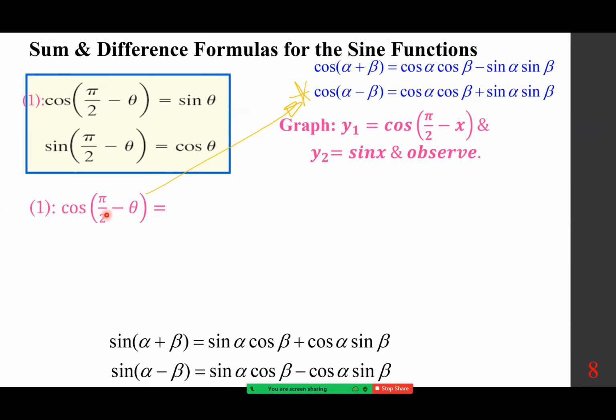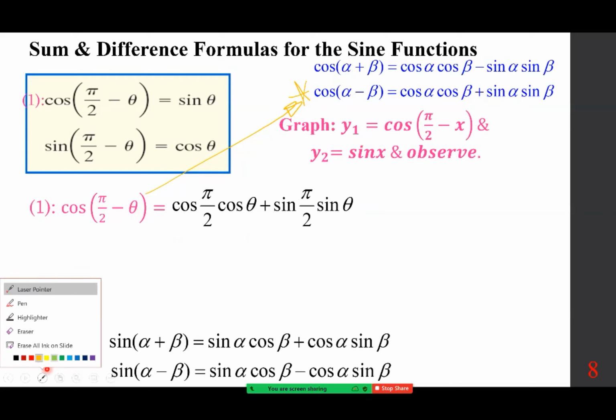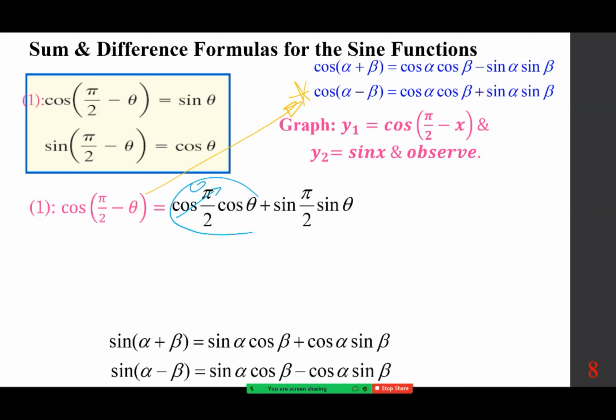Cosine of alpha, that means cosine of pi over 2. Cosine of beta, that means cosine of theta, plus sine of pi over 2, sine of theta. As you know, cosine of pi over 2 is 0. So this whole thing becomes 0. Sine of pi over 2 is 1, and therefore the answer is sine theta. So we proved the first one.